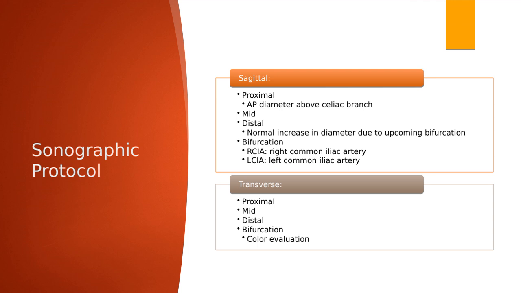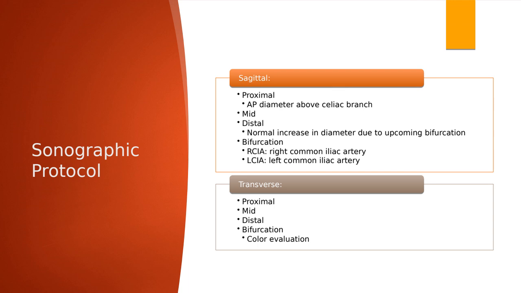Once we evaluate it in sagittal, we then go back and evaluate it in transverse. So we're going back up to that proximal portion, mid portion, distal portion. We're evaluating the bifurcation, and we're looking at that with color as well. Throughout all of those pictures, we are going to be Dopplering them to make sure that the arterial waveform looks appropriate, but that will come with the lab component of things.